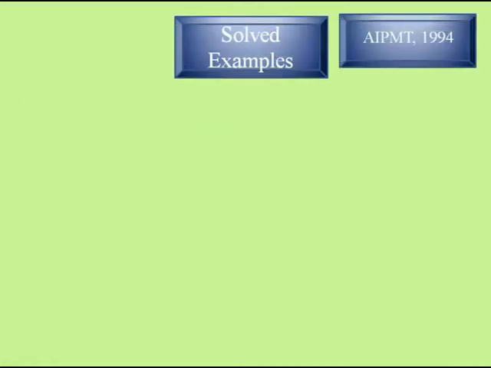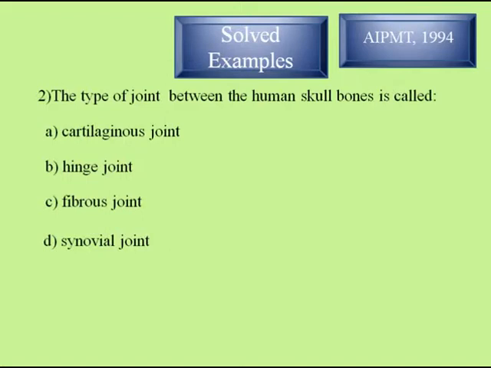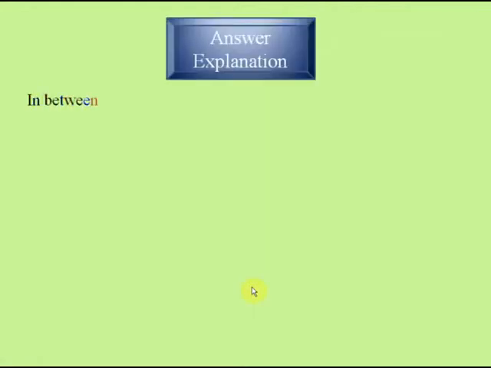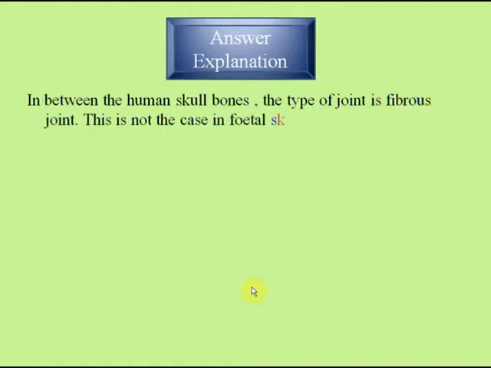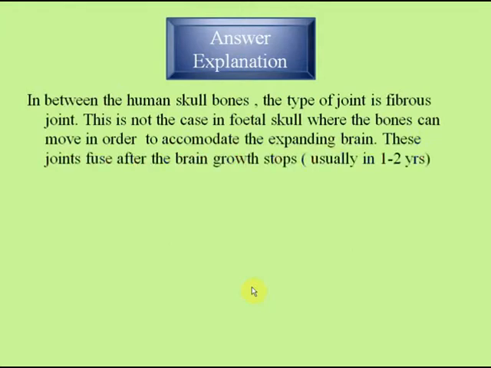Next question from AIPMT 1994, and the question is, the type of joint between the human skull bones is called cartilaginous joint, hinge joint, fibrous joint or synovial joint. So what is the right answer? Hurry up, you won't get enough time to solve the question. The right answer is fibrous joint. And why is it so? See, between the human skull bones, the type of joint is a fibrous joint. This is not the case in the fetal skull, where the bones can move in order to accommodate the expanding brain. These joints fuse after the brain growth stops, that is usually in 1 to 2 years.